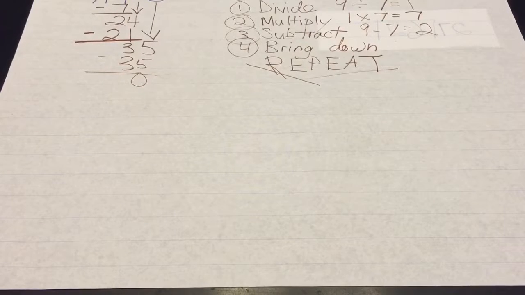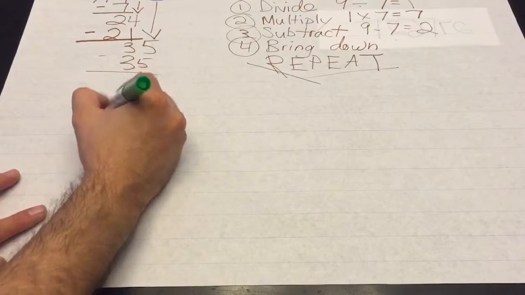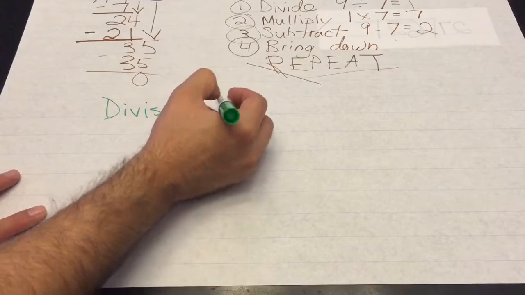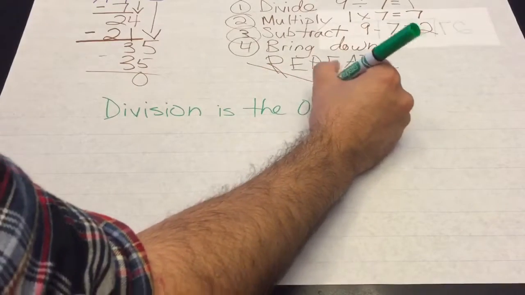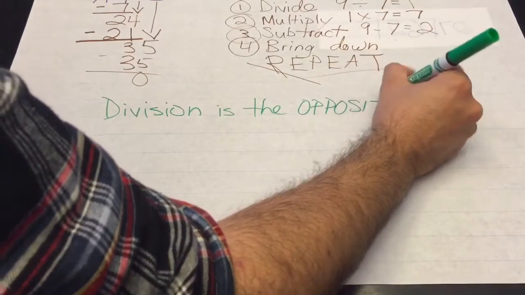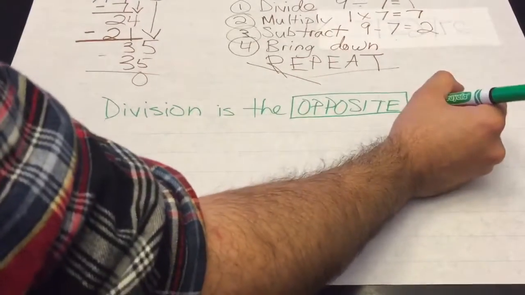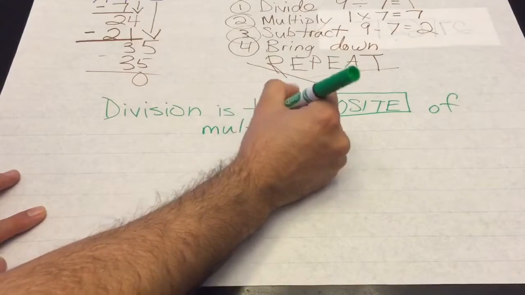Okay, now we're going to add a couple of extra things to this anchor chart, guys. Things that you need to remember when you are dividing, okay? It's important that you guys remember that division is the opposite of multiplication. So let's write that down. Division is the opposite of multiplication.